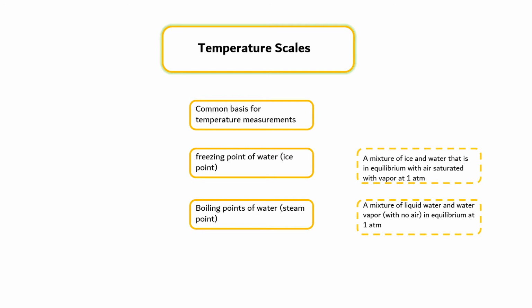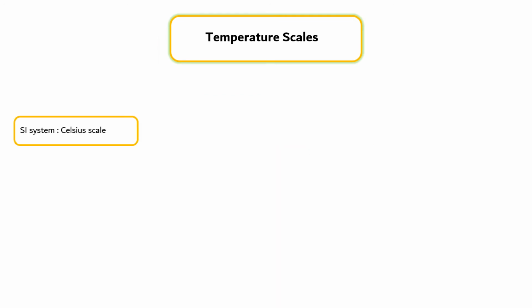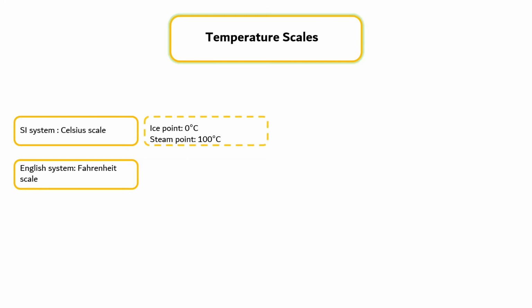The temperature scale used in the SI system is the Celsius scale, named after astronomer A. Celsius who devised it. In the English system, the scale is the Fahrenheit scale, named after the German instrument maker G. Fahrenheit. On the Celsius scale, the ice and steam points were originally assigned the values of 0 and 100 degrees Celsius. The corresponding values on the Fahrenheit scale are 32 and 212 degrees Fahrenheit. These are often referred to as two-point scales since the temperature values are assigned at two different points.